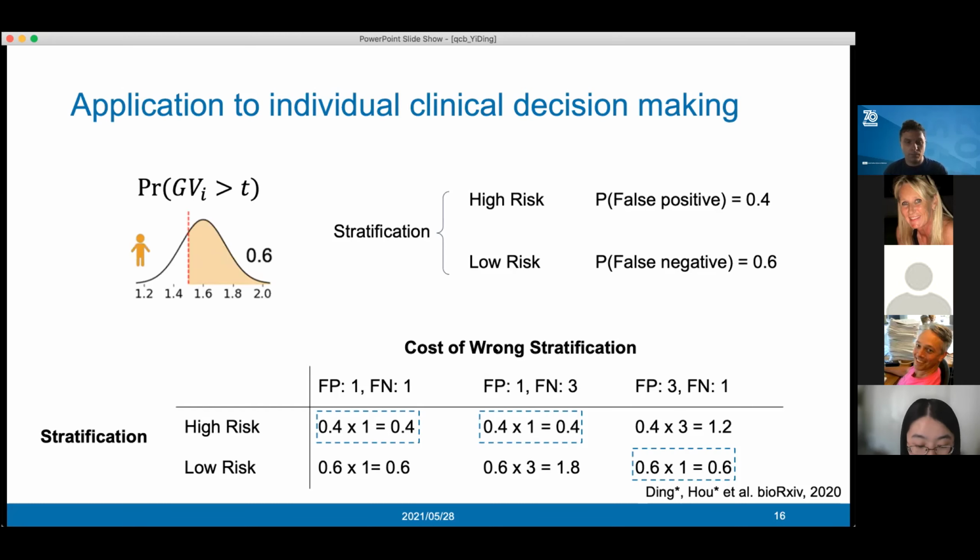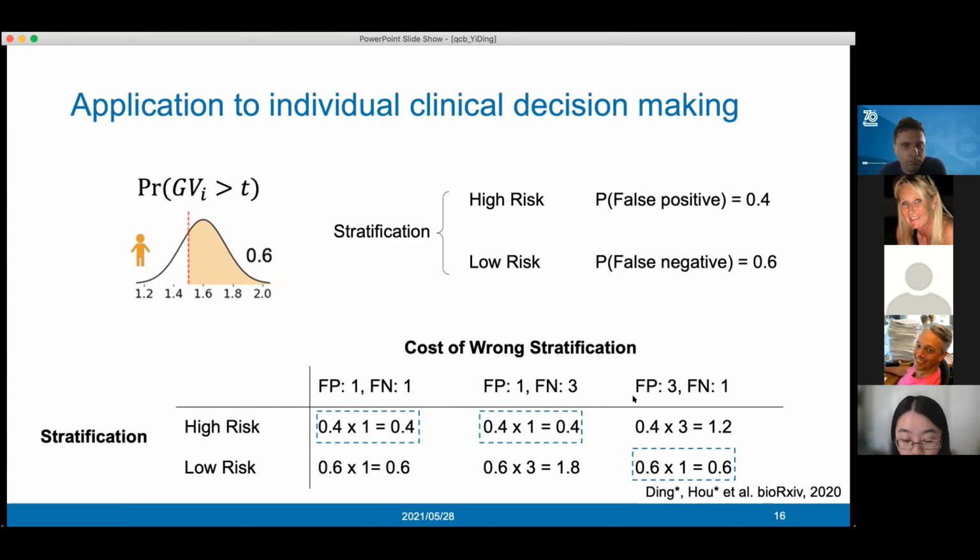And there's also situations where a false negative will cost more than false positive. For example, for the bone mineral density, if you have a false positive classification, the cost might be just you have to get regular screening of bones every year. But if you are classified as a false negative, you might experience a very major procedure in the later part of your life, which will incur a larger cost. And here we can compute the expected loss for the high risk as 0.4 and for low risk as 1.8. Under this situation, we will still prefer a high risk.